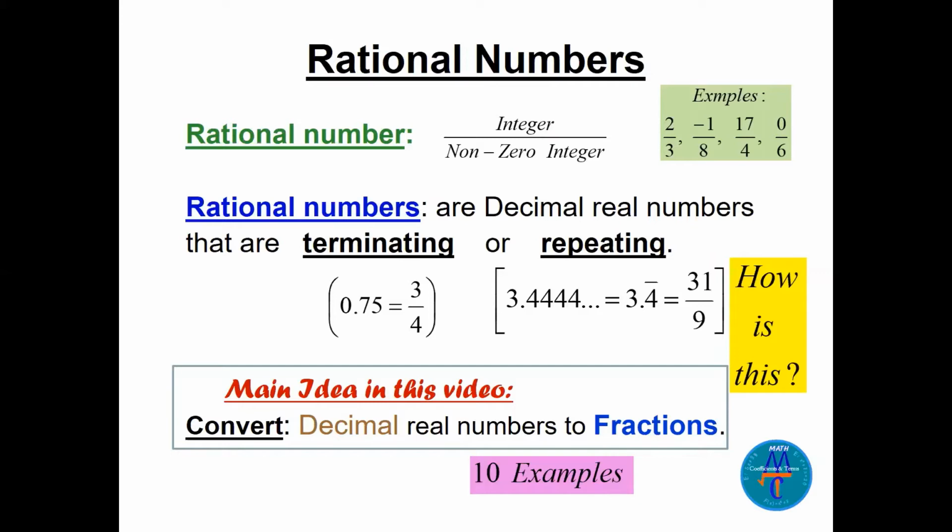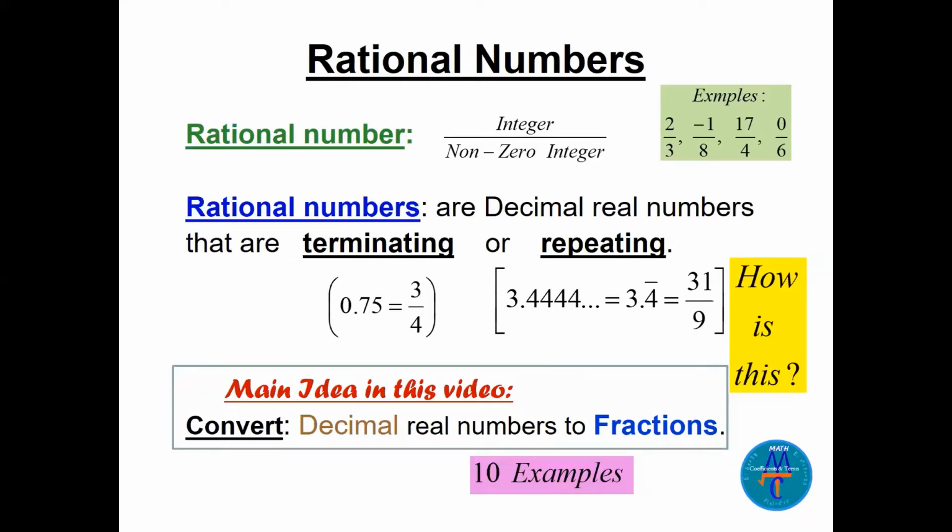Now, another way we can see rational numbers are decimal real numbers. Any decimal real numbers that are terminating or repeating. So terminating, like 0.75, which is 3 over 4. It's terminating. There are no other decimals after the 5. Or 3.4444, 3.4 dash, which we have seen in the first slide, 31 over 9, and this is the aim of this video: how to convert decimal real numbers to fractions.